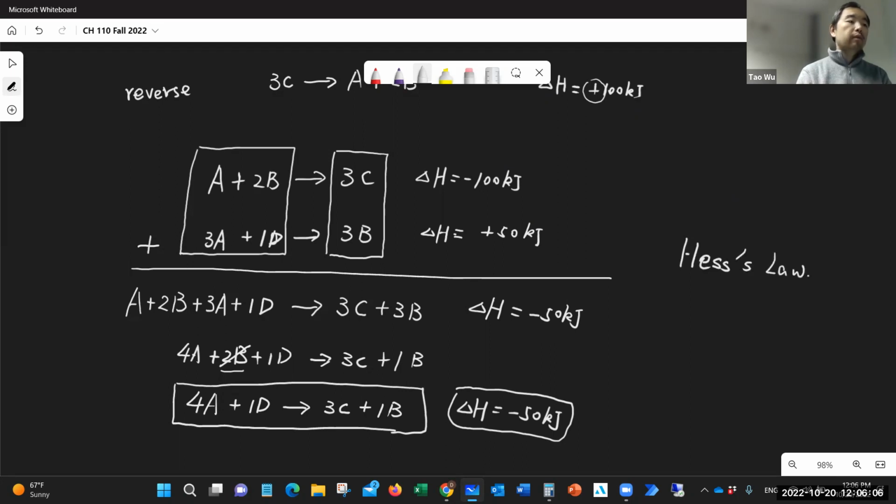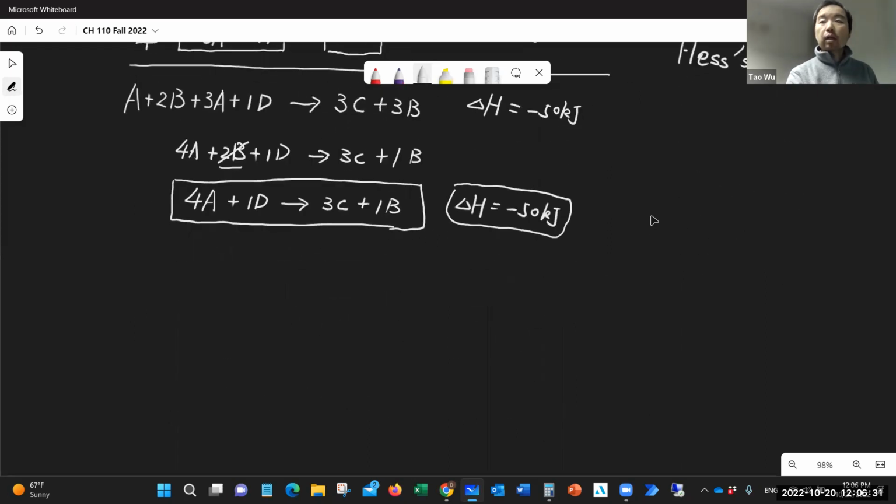If you add up two equations, then the enthalpy will also add up. This is the concept we call Hess's law. And Hess's law looks pretty straightforward. But when you really apply it to real situations, it becomes very complicated.